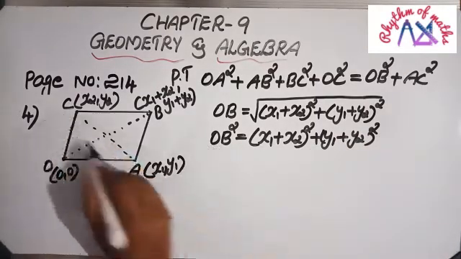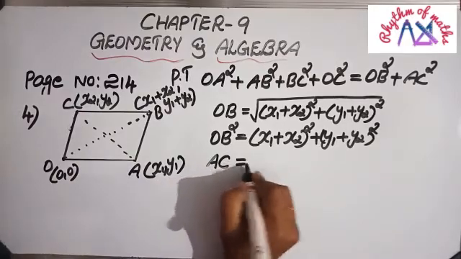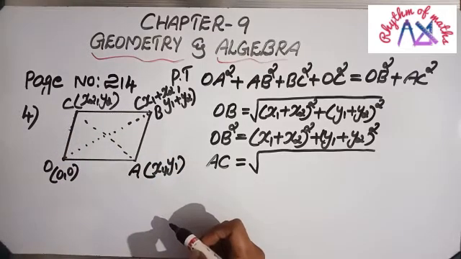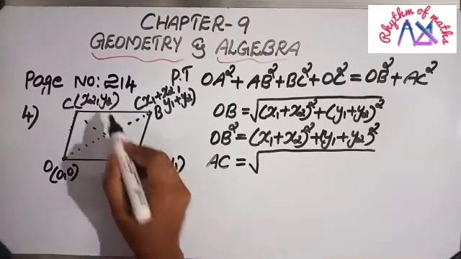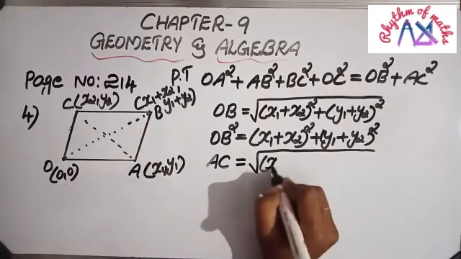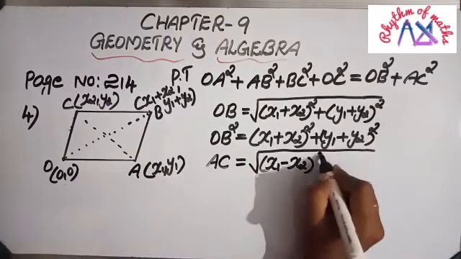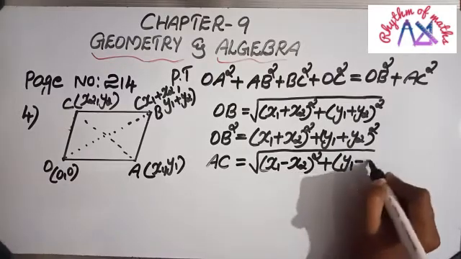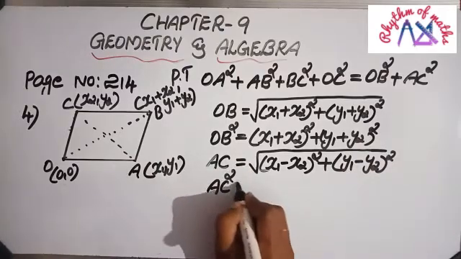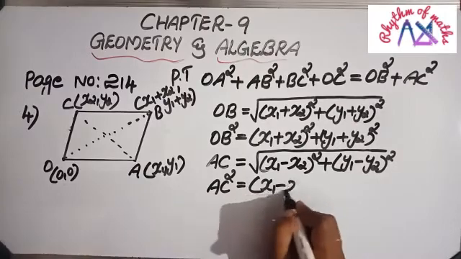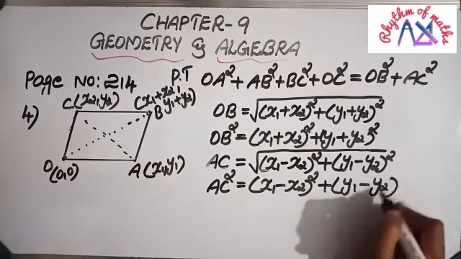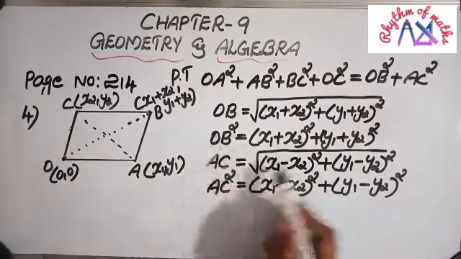Now the second diagonal is AC. So AC equals root of, here the coordinates are different, x1 y1 and x2 y2. So what is the distance formula? x1 minus x2 the whole square plus y1 minus y2 the whole square. Take the square to this side. So AC square equals x1 minus x2 the whole square plus y1 minus y2 the whole square. So we got OB square and AC square.